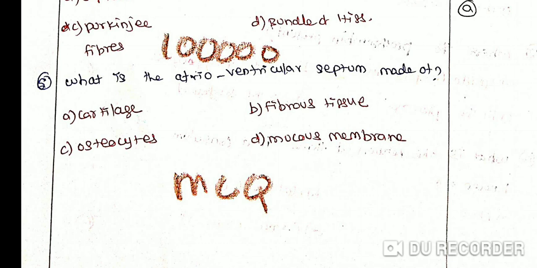The human heart is divided into four chambers, two atria and two ventricles. They pump blood to different parts of the body. The atrioventricular septum separates the atria and ventricles. It is made of fibrous tissue.